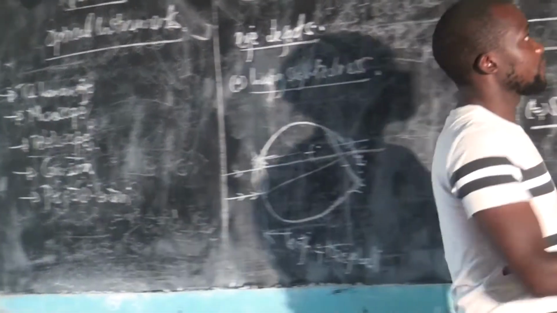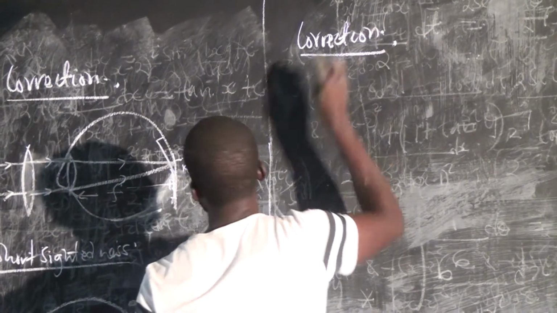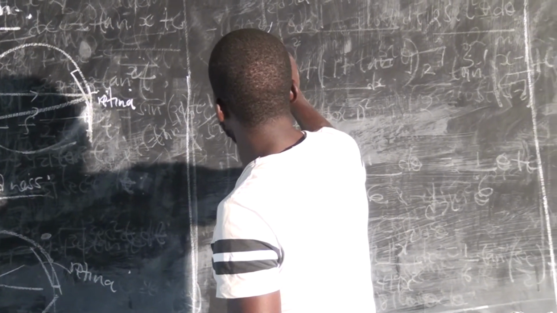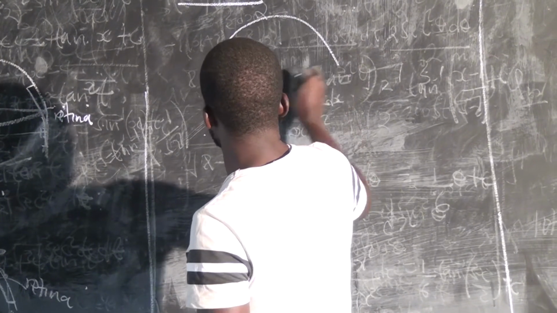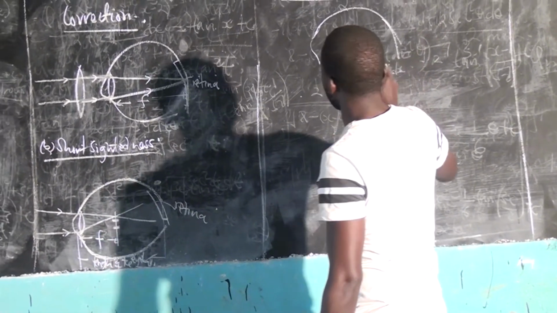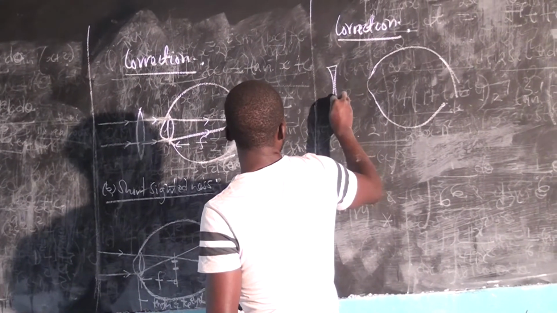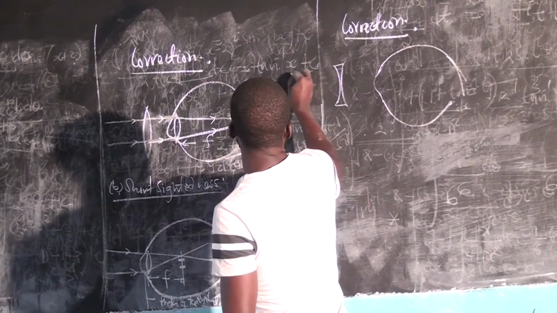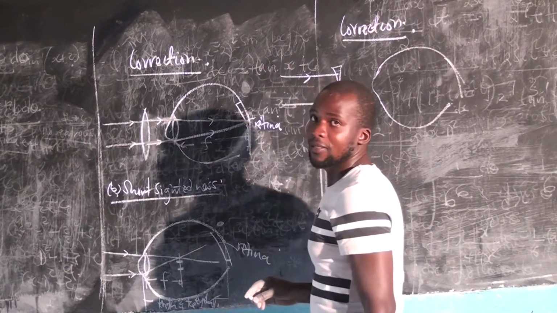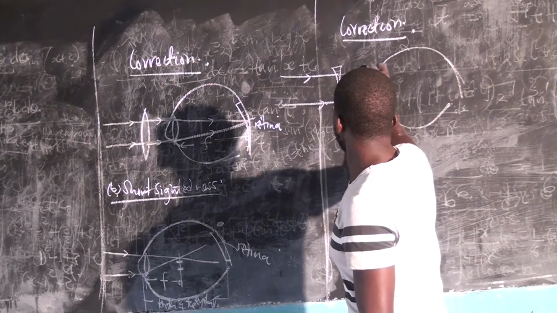How do we correct? Correction. Because that person wants the images to be extended a bit, you can't give that person a converging lens. You will first provide that person with a diverging lens, such that whenever we collect light from infinity, it will first be diverged a bit. See?